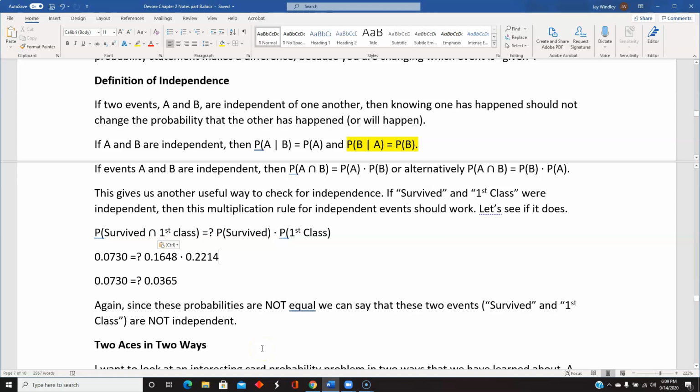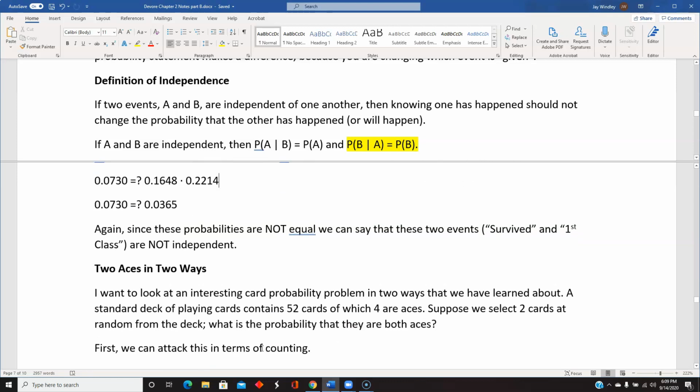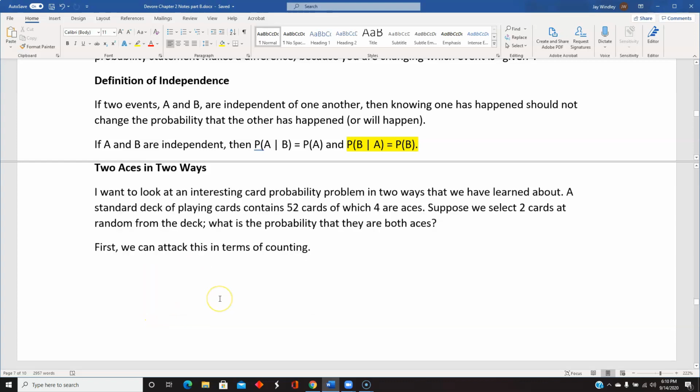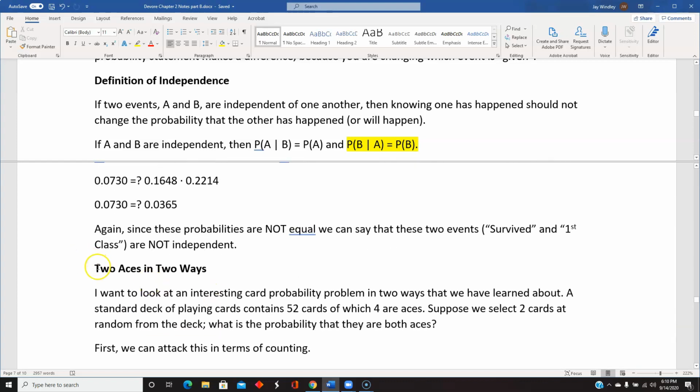Okay, let's look at an interesting little problem from a deck of cards. A standard deck of cards has 52 cards, of which 4 are aces. Suppose we select 2 cards at random from the deck. What is the probability of them both being aces?